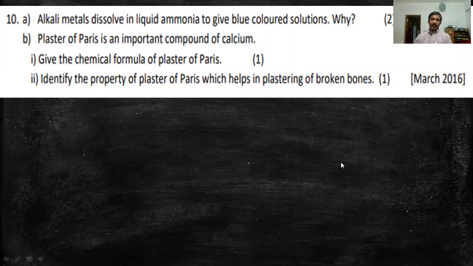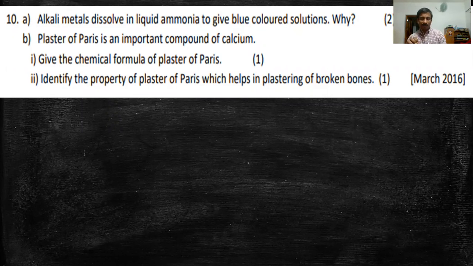Alkali metals dissolve in liquid ammonia to give a colored solution. Why? Due to solvated electrons or ammoniated electrons. It is asking for the third time. So you may understand the importance of this question. Alkali metals dissolve in liquid ammonia to form ammoniated alkali metal ions and ammoniated electrons. Ammoniated electrons give blue color, and the solution is conducting in nature due to these ammoniated electrons.